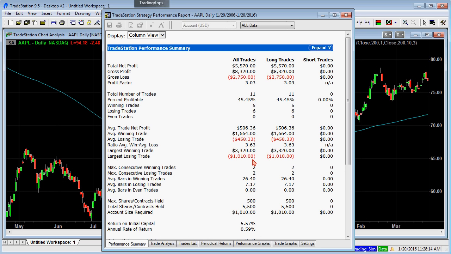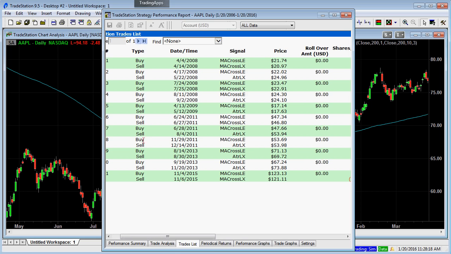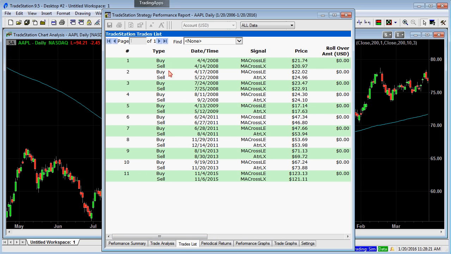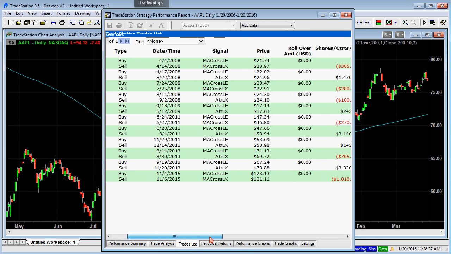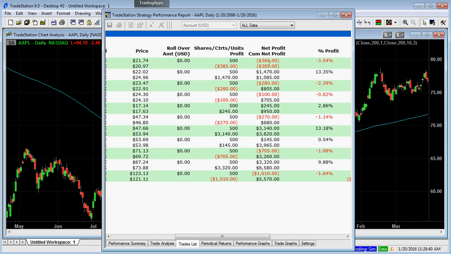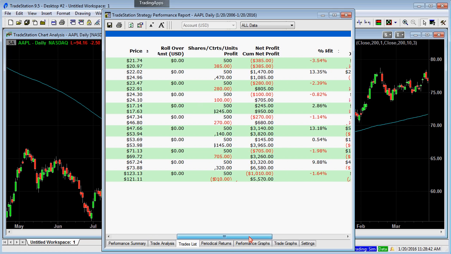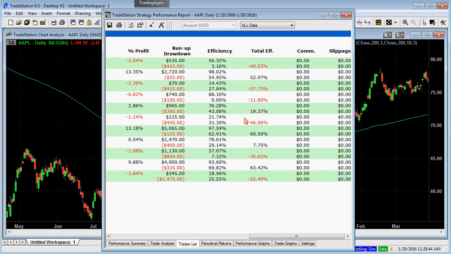Phil, your question about, are the trades listed in chronological order? If you come here to your trade list, yes, they are. I have a total of 11 trades. They start off at the very beginning of the graph. Trade number 1 was in the year 2008, and the most recent closed trade was in the year 2015. And you can see what signals generated those trades, the price that you entered and exited, what the profit was for each one of those trades, and all that interesting information.